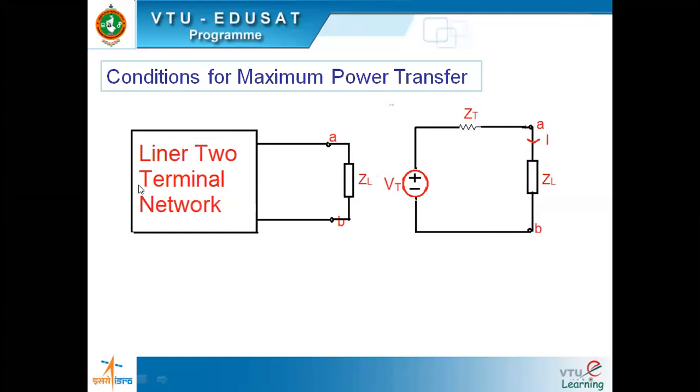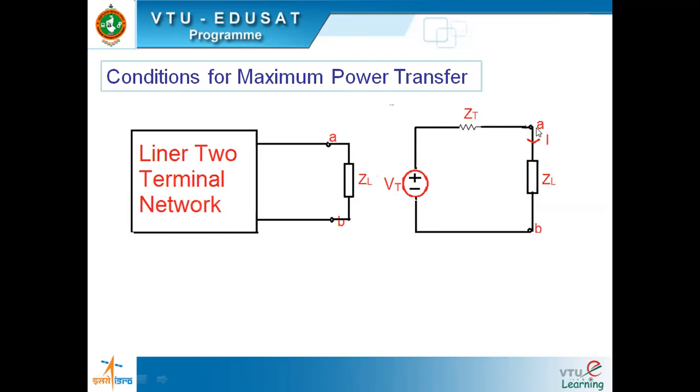We have seen this linear two-terminal network in Thevenin's theorem and also in Norton's theorem. What does Thevenin tell you? Thevenin tells that any linear two-terminal network can be replaced by a voltage source in series with the resistance or impedance. If it's an AC circuit, you'll have impedance. If it's a DC circuit, you'll have resistance. So any linear circuit by Thevenin's theorem can be written like this: a voltage source in series with the impedance or the resistor. And this is the load that we have connected. Is that okay with you?